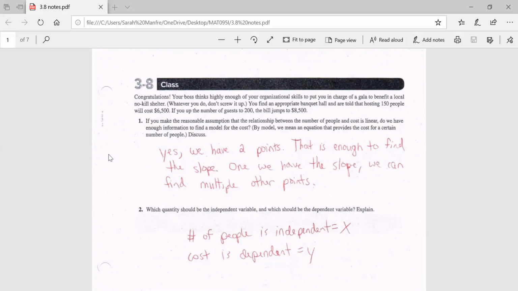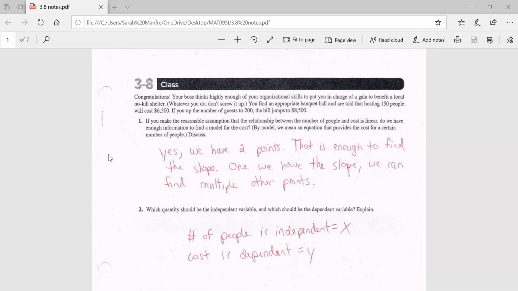Number 1, if you make the reasonable assumption that the relationship between the number of people and cost is linear, do we have enough information to find a model for the cost? And by model, they mean find an equation. All right, so let's go back to the numbers that we are given. Think about, what do you think those numbers that were given represent?